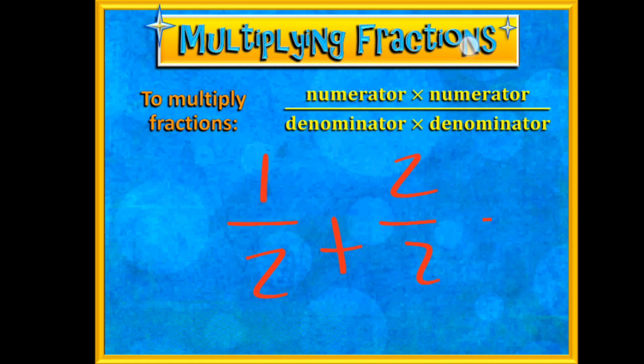Even if they are the same, we just have to multiply them together. For example, this one, 1 times 2, it's 2, and then 2 times 2, it's 4. So we really need to multiply the numerator and the denominator. Okay, no copying of denominators already in multiplying fractions. I hope that is clear.